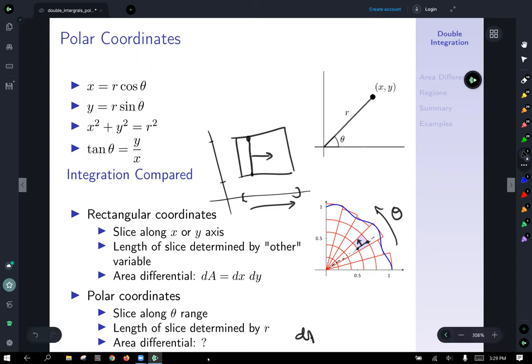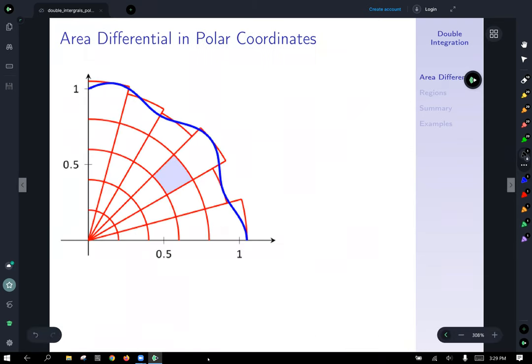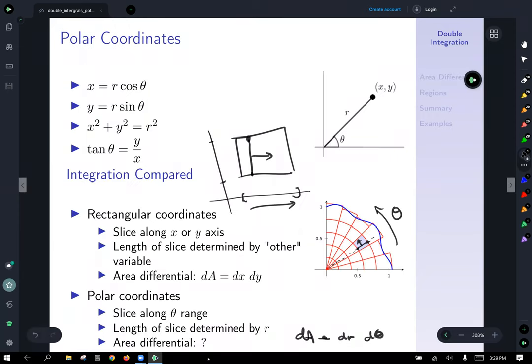You might take a guess and say, hey, the area differential is going to be dr d theta. And you wouldn't be too far off, but you're wrong enough that it'll definitely cause some issues. So why is it going to be different? Let's take a look at that on the next slide. Okay, before I go, it's going to bother me, I need to put not equal, because that's definitely not true.